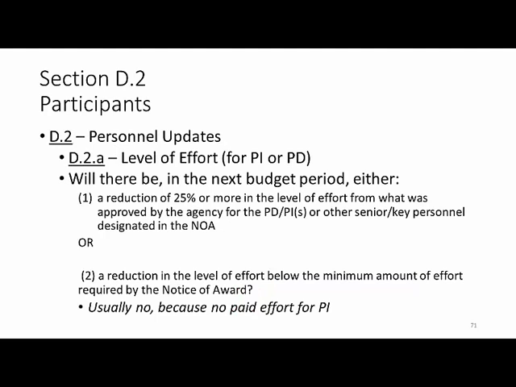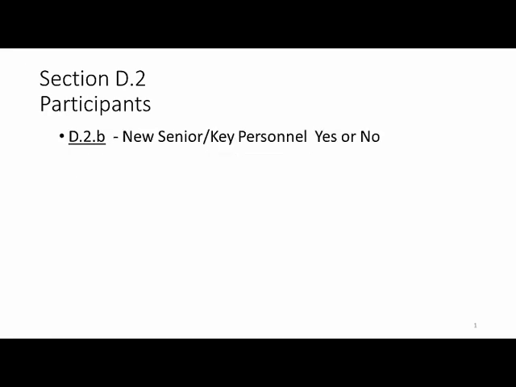So it's going to ask you about personnel updates and your level of effort. Generally speaking, this isn't applicable to a training grant because you don't really go by that 25% threshold. How many of you are familiar with that with research grants? When you're setting up, if a PI has a portfolio, they can only go up or down 25% without prior approval. Generally that is not going to be applicable here because there's no paid effort for the PI. It's going to ask, are there any new senior key personnel?